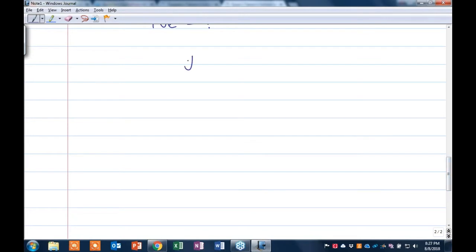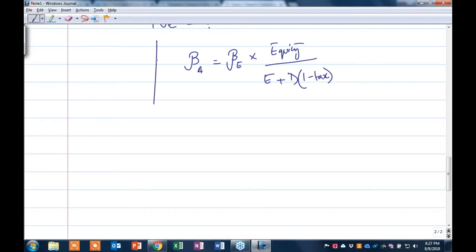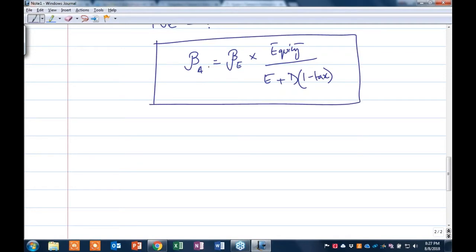In that case, we have a formula: asset beta is equal to equity beta into equity of the company divided by equity plus debt of the company times 1 minus tax. Here we have a formula. Remember, as I told you, equity beta shows both business and financial risk of the company. On the other hand, asset beta of any company shows business risk only.